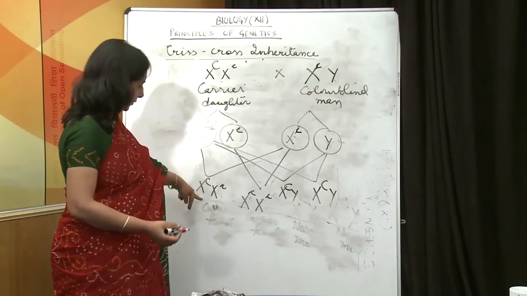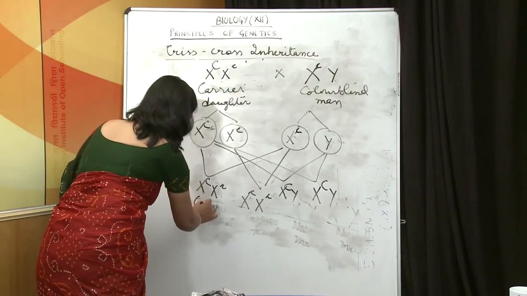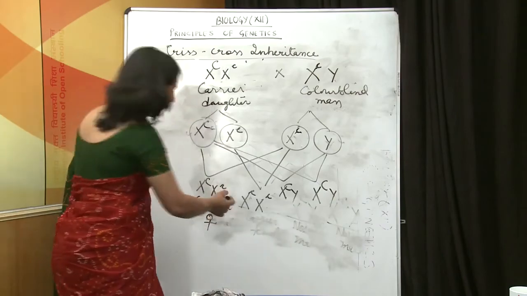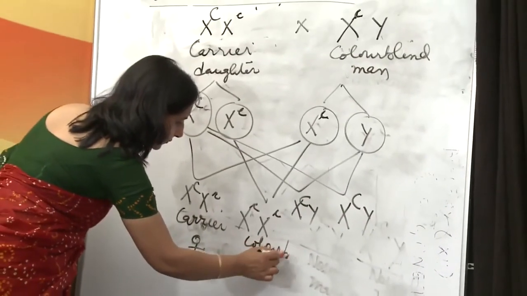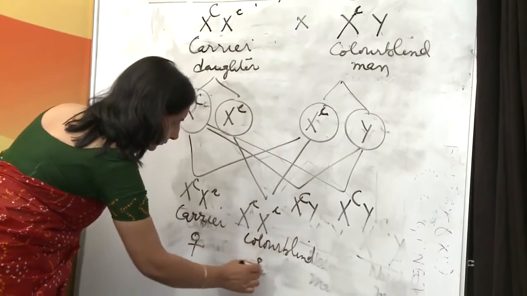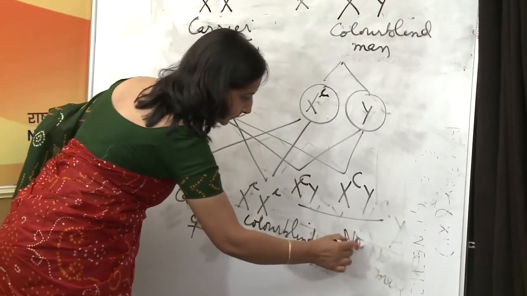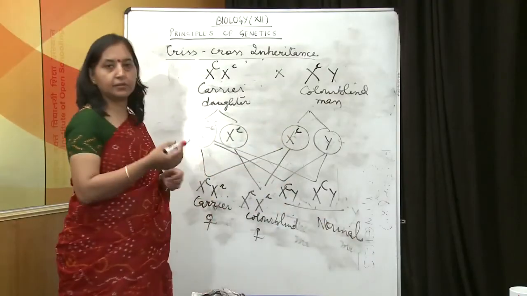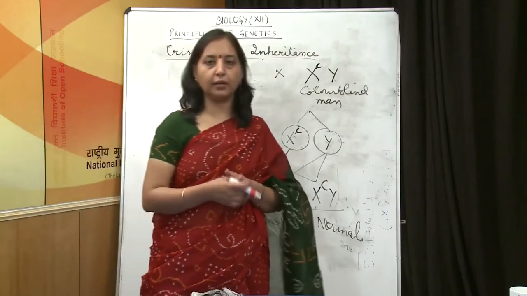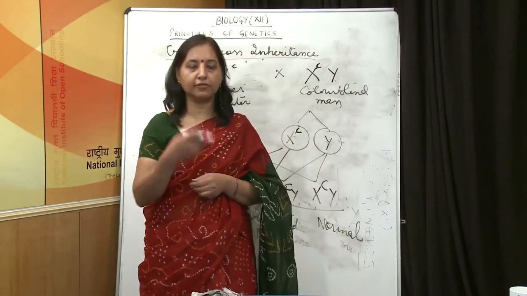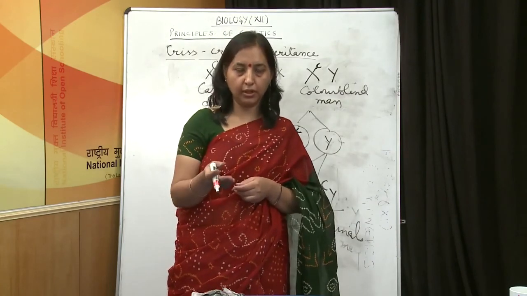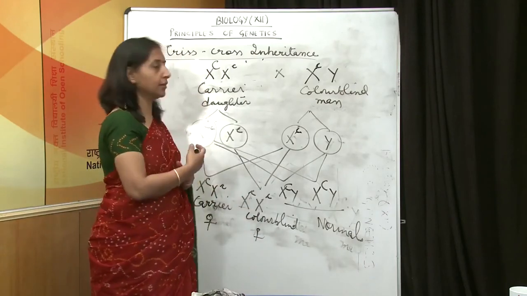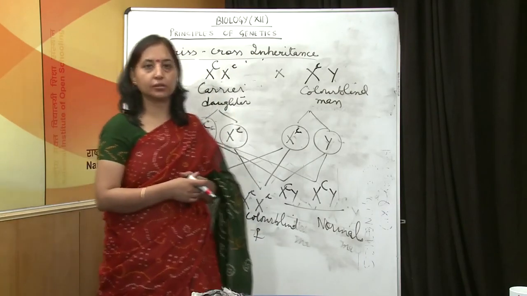We can see here this daughter would be a carrier, this daughter would be colorblind, and these two sons will be normal. Now in this cross, a colorblind father has passed on his defective gene to his daughter, and through his daughter to his granddaughters. This kind of inheritance is called crisscross inheritance.